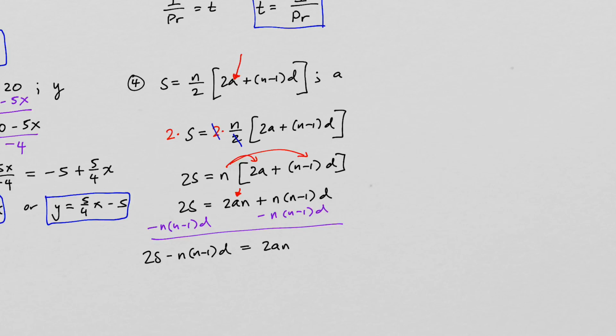What's our last step here? Again, remember, we're solving for a. 2 and n are both multiplied to a. So all we need to do now is divide both sides by 2n. Doing that will cancel the 2's and cancel the n's, and will give us a equals 2s minus n times n minus 1 times d, all divided by 2n.